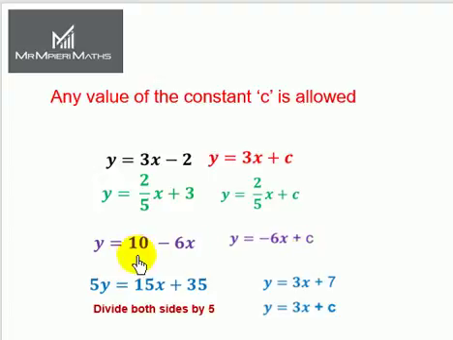If you want to keep it in this format, you must maintain the gradient here, minus 6. Then you might change the 10. So you could use 9 minus 6x. You could use 5 minus 6x. You could use minus 10 minus 6x. Provided the gradient is the same, that is correct. The last one here, you need to divide both sides by 5 to keep it in the format. If you do that, you get y equals 3x plus 7. So the line we are looking for is y equals 3x plus whatever value you choose. And that is correct.